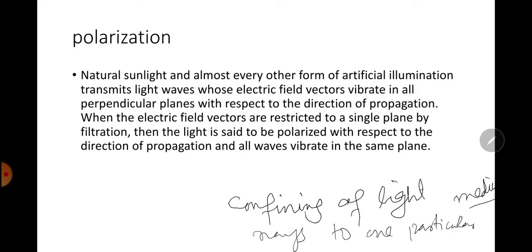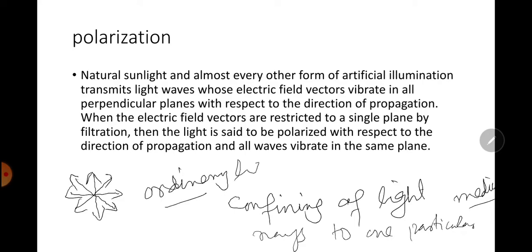electric field vectors vibrate in all perpendicular planes with respect to the direction of propagation. For example, ordinary light has vertical vibration, horizontal vibration, vibration at a certain angle, and at other angles. So ordinary light has all types of vibration.